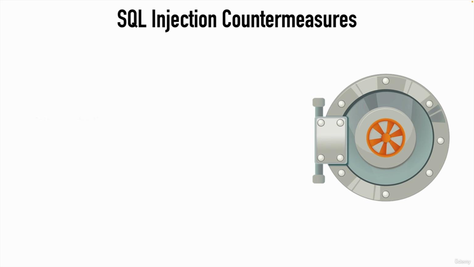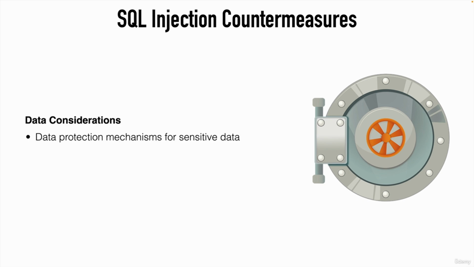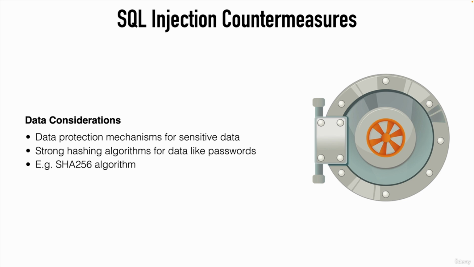As for the data inside the server that is being queried by our application, we want to enable proper protection mechanisms, particularly for any sensitive data that may be stored there. That would include usernames or passwords, among other things. We want to make sure that we're using strong hashing algorithms to obscure that data, such as SHA-256. We would want to use that rather than a weaker algorithm, maybe like MD5, which can be easily reversed.